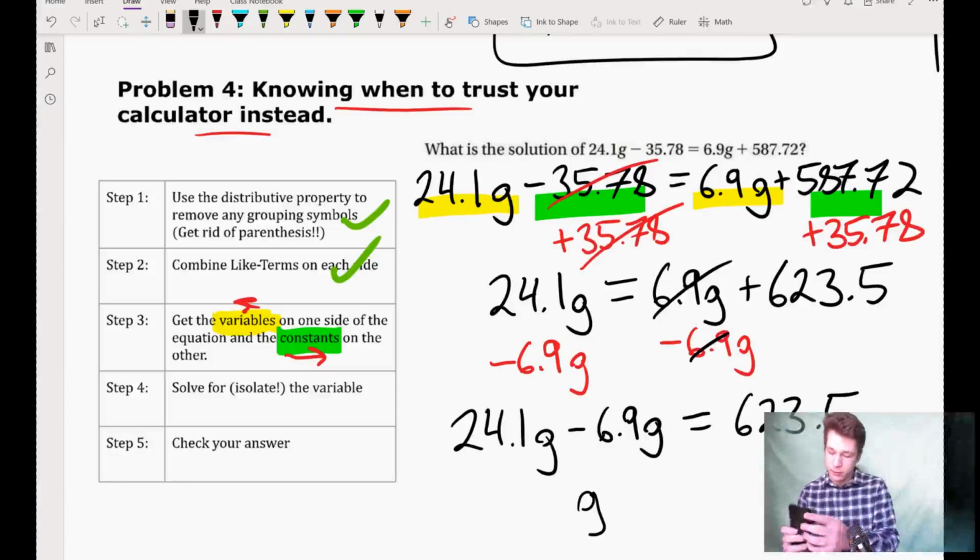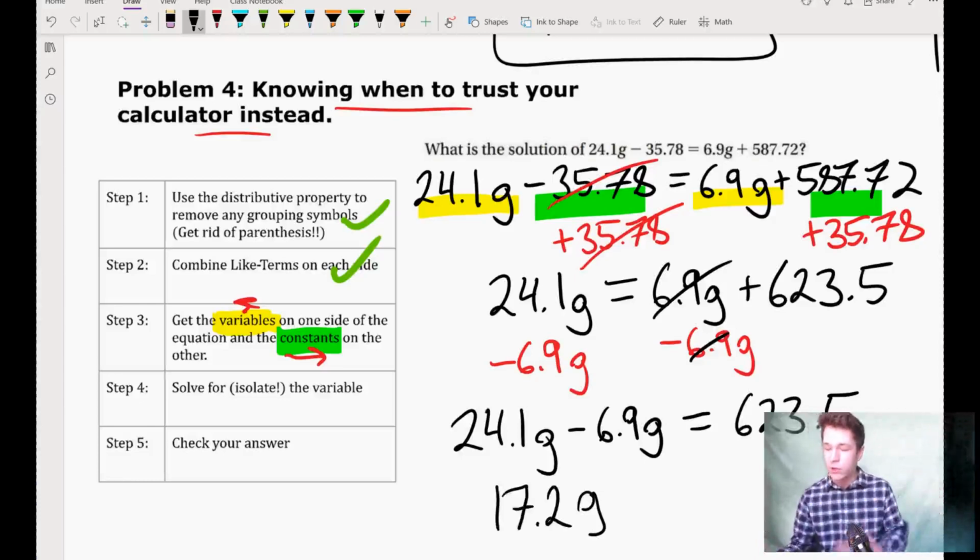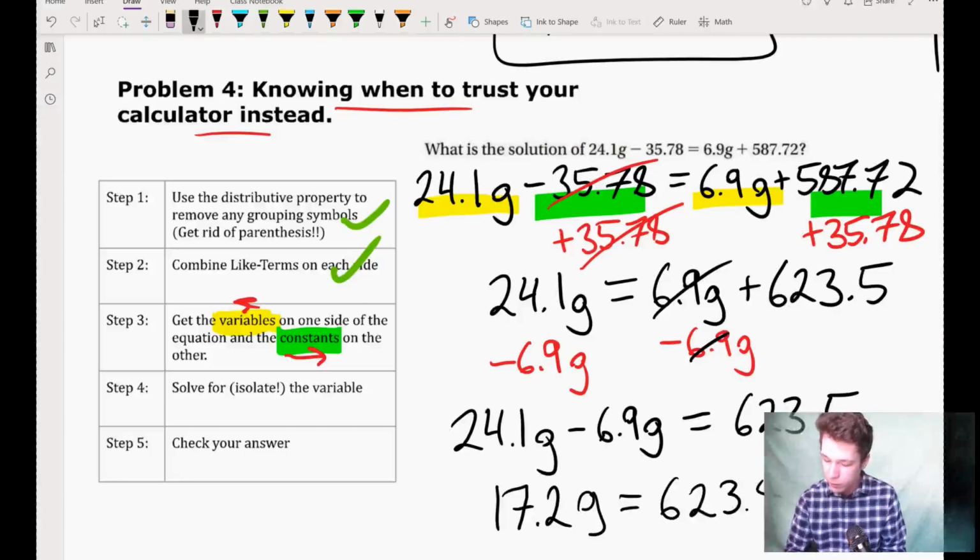So I'm going to take 24.1 minus 6.9, and I get 17.2. g is equal to 623.5.